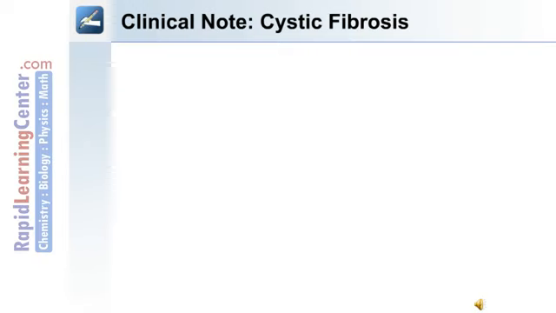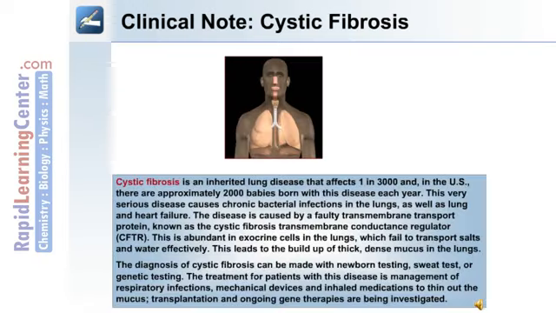The following is a clinical note on cystic fibrosis. Cystic fibrosis is an inherited lung disease that affects 1 in 3,000, and in the United States there are approximately 2,000 babies born with this disease each year. This very serious disease causes chronic bacterial infections in the lungs, as well as lung and heart failure.